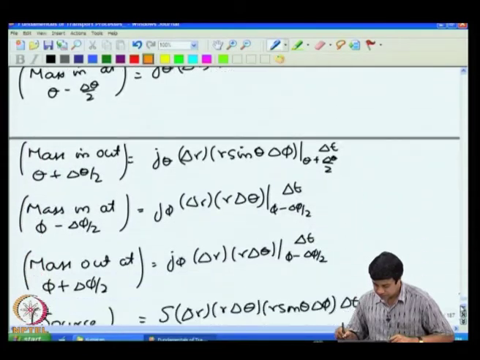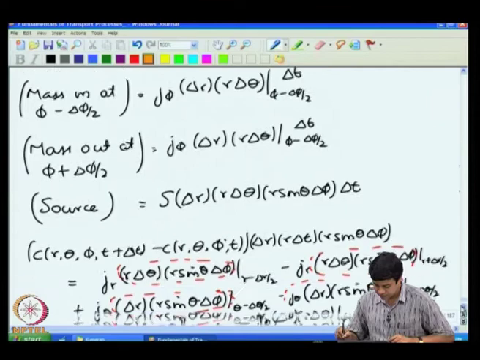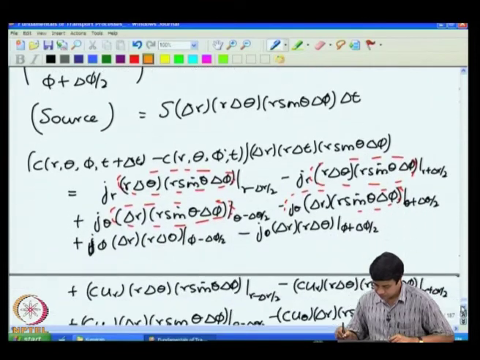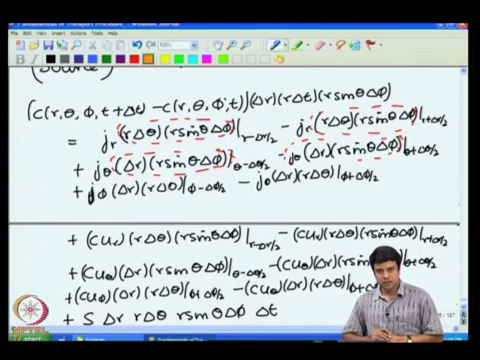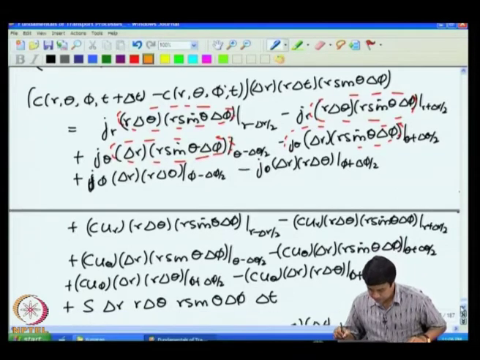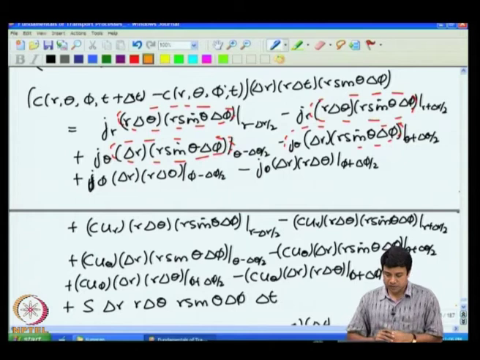Similarly, for convection due to the mean velocity, the mass in and the mass out is equal to, you just substitute c times u r for j r, c times u theta for j theta, and c times u phi for j phi. Note, j r, j theta and j phi are the fluxes along the r, theta and phi directions at a given location.